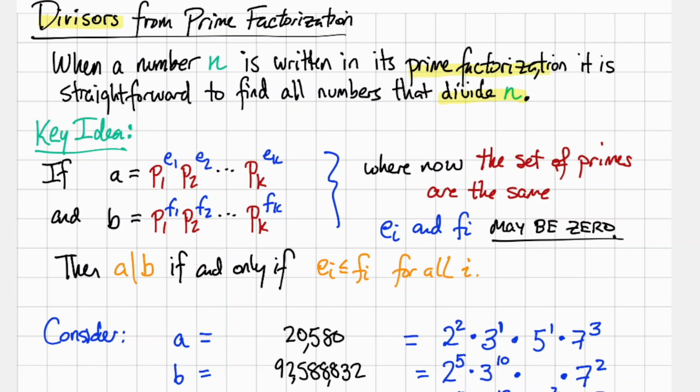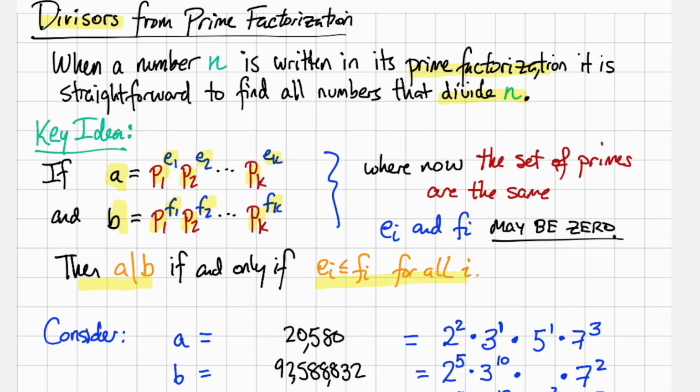The key idea underlying this principle is that if we have two numbers, a and b, where we've written a as p1 to the e1 times p2 to the e2 all the way up to pk to the ek, and we've written b as p1 to the f1 times p2 to the f2 all the way up to pk to the fk, then a divides b if and only if e sub i is less than or equal to f sub i for all i.